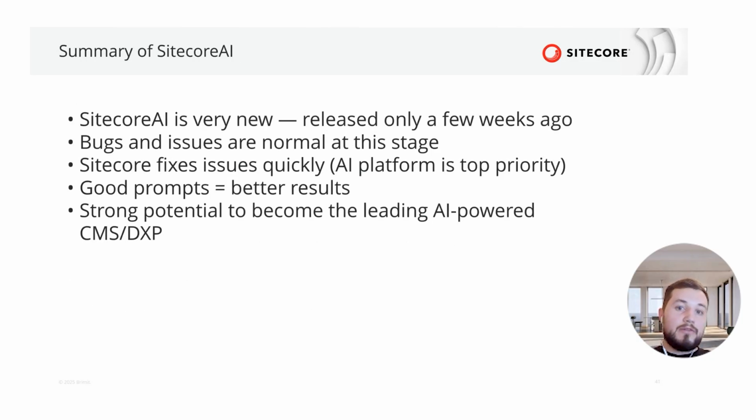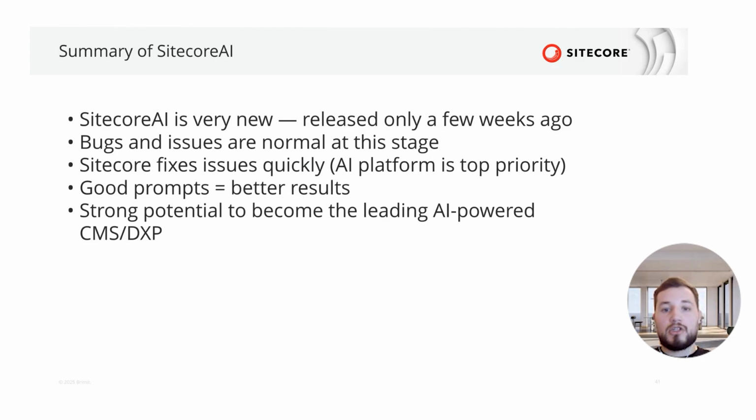And now let's make a short summary of Sitecore AI. Sitecore AI was released only a few weeks ago, so it is completely normal if you find some bugs or small issues. It is a new platform and it needs some time to release all features and fix everything. If you find something that doesn't work, just create a support ticket. Sitecore is fixing issues very quickly now because Sitecore AI is their main priority.